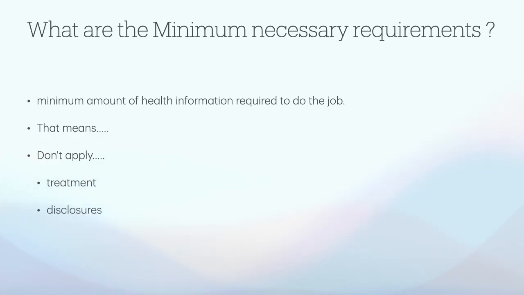HIPAA also allows appropriate disclosure for consultation and referrals, disclosures to patients themselves, disclosures authorized by the patient, and certain disclosures required by law. While there is more leeway for these circumstances, covered entities must still limit the patient health information used or disclosed to what is needed to achieve the purpose of the use or disclosure.